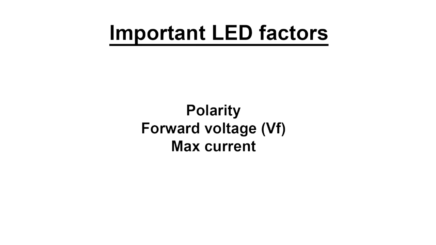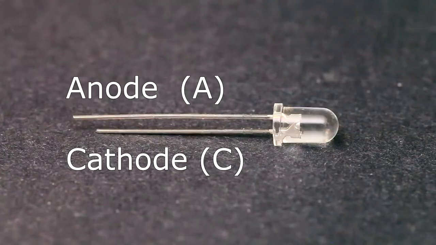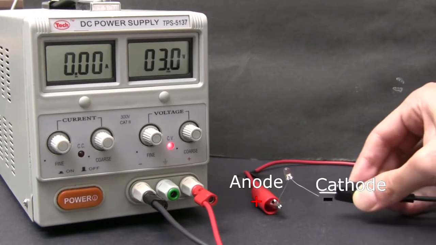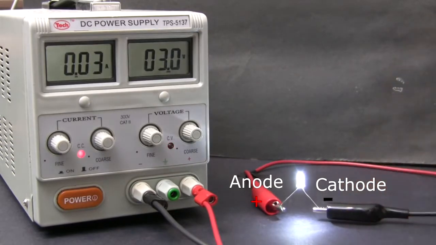So every LED has three important things that you need to know: the polarity, the forward voltage, and the maximum current rating. Let's start with polarity, and this basically means which way do you connect an LED in your circuit. All LEDs will have two leads, an anode and a cathode. The anode and cathode are sometimes abbreviated A and C. The anode is the side that conventional current will flow into. In other words, you connect the positive side of your power source to the anode. The cathode is where conventional current will flow out from, so you'll connect your negative side of your power source to the cathode.